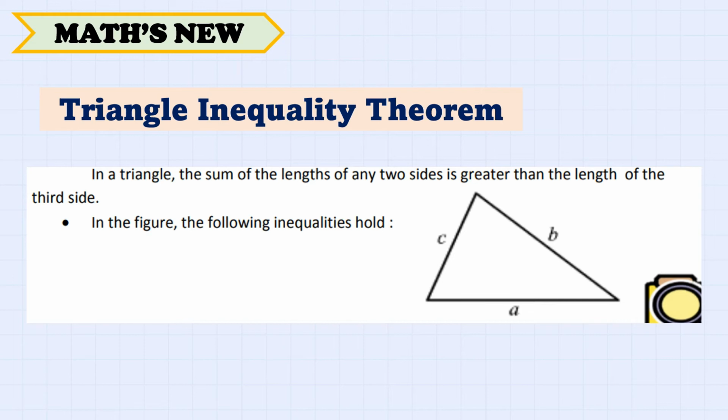By the triangle inequality theorem, the sum of the lengths of any two sides should be greater than the length of the third side. So A plus B should be greater than C, or A plus C should be greater than B, or B plus C should be greater than A, to form a triangle. Now let's have an example.